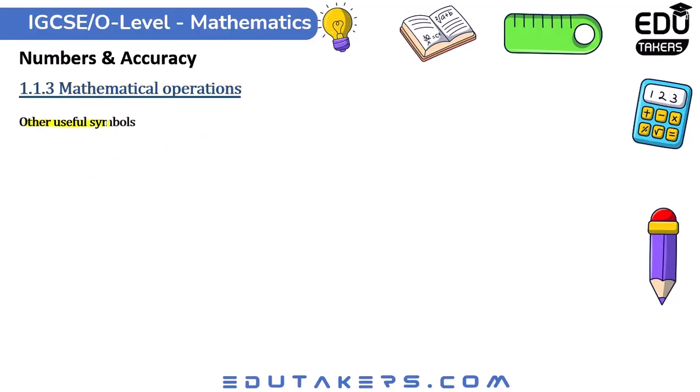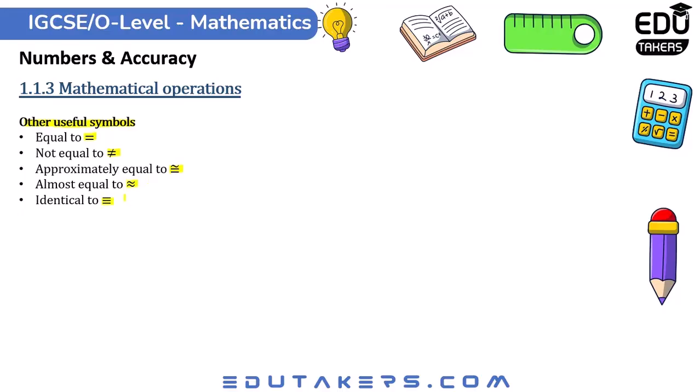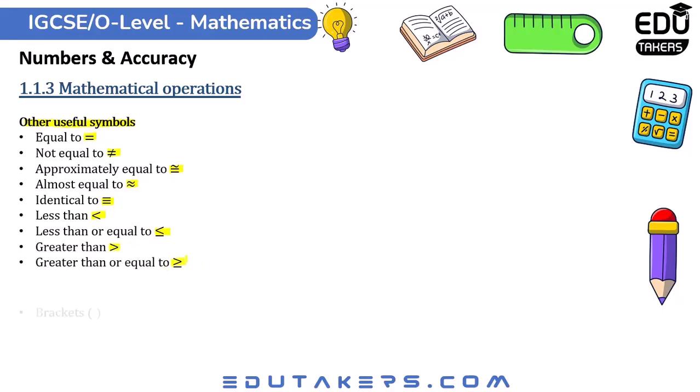Some other useful symbols: equal to, is not equal to, approximately equal to, almost equal to, identical to, less than or equal to, greater than or equal to. These are brackets, this is square root, plus minus, and this is pi.